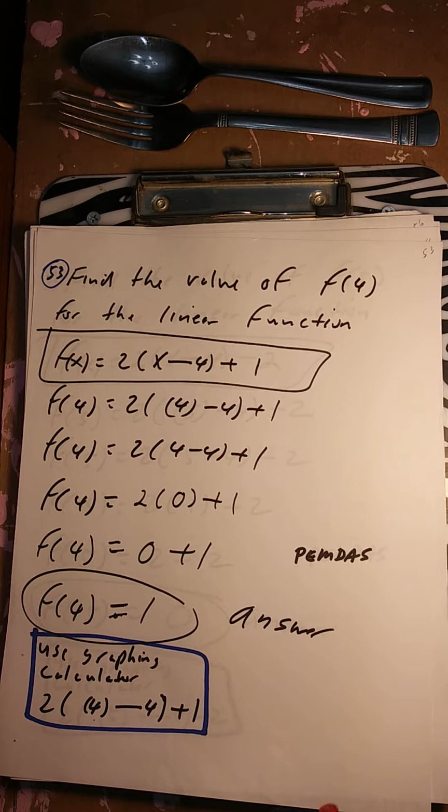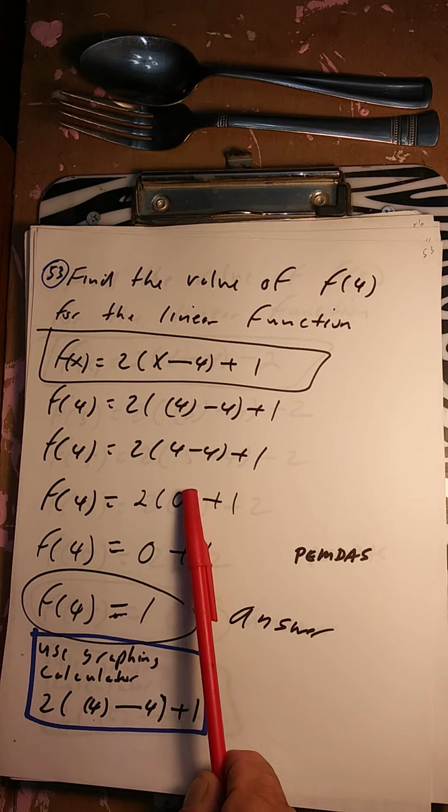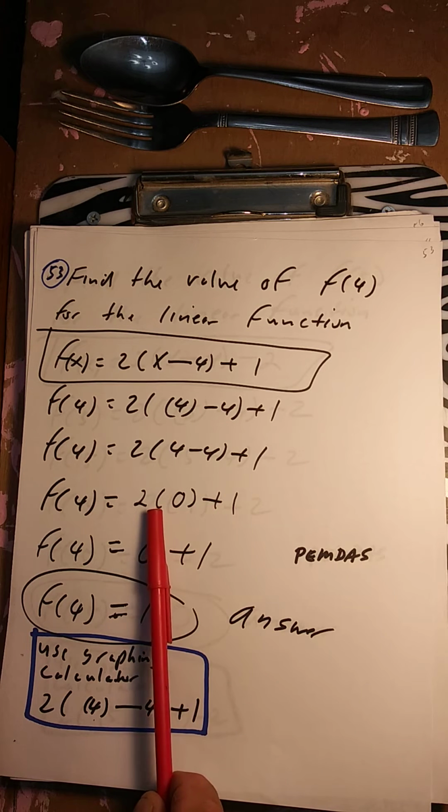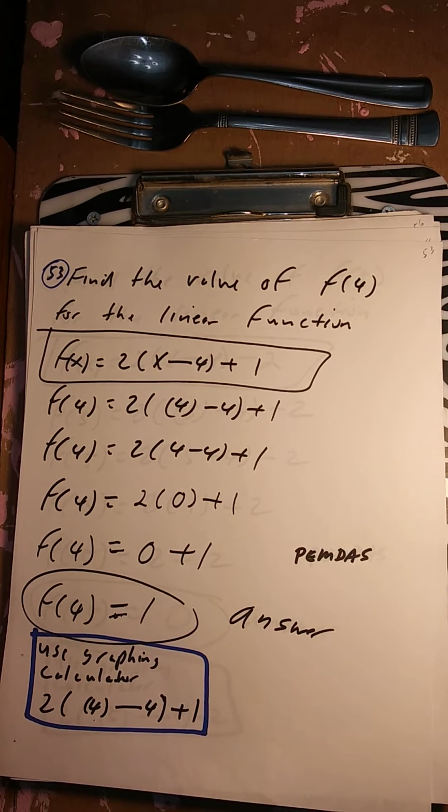Find the value of f of 4 for the linear function. There it is. Put a 4 in there. Take parentheses off. 4 minus 4 is 0. We have multiplication, we have addition, so we do the multiplication first. Order of operations. 2 times 0 is 0, plus 1 is 1.